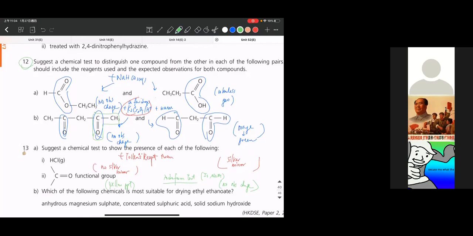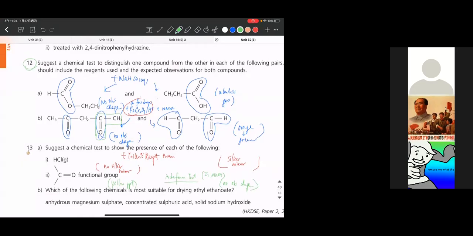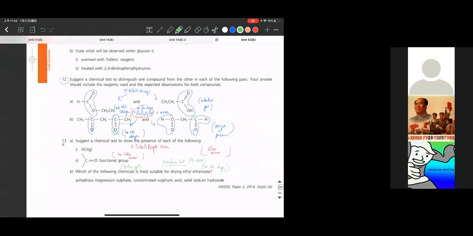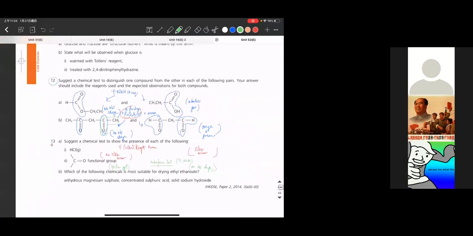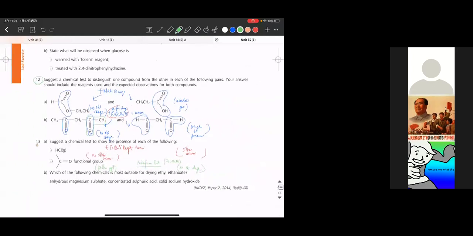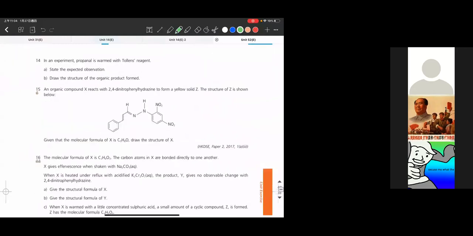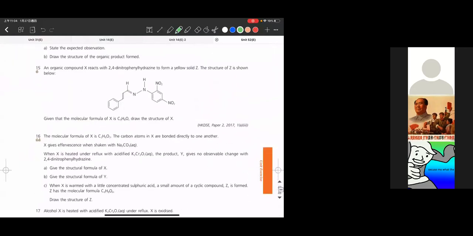Any questions so far? Do you feel happy about the whole procedure of this chemical test?